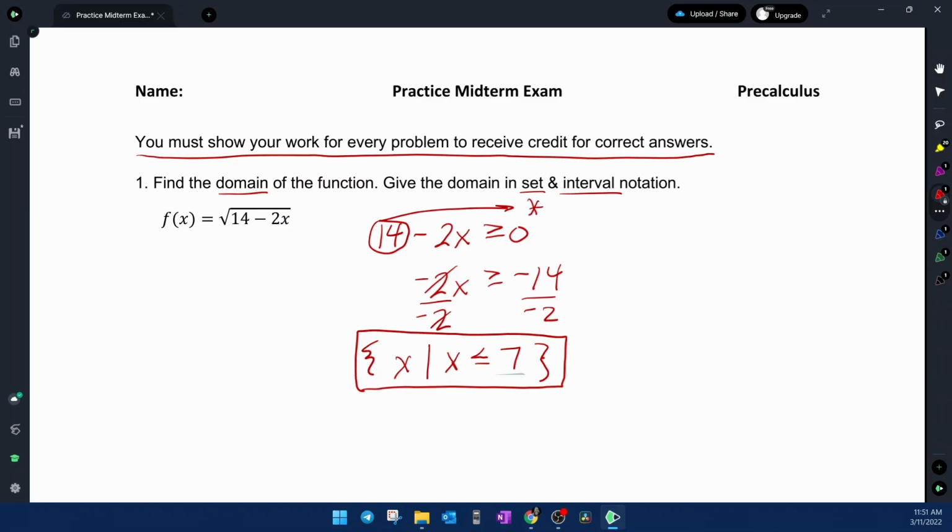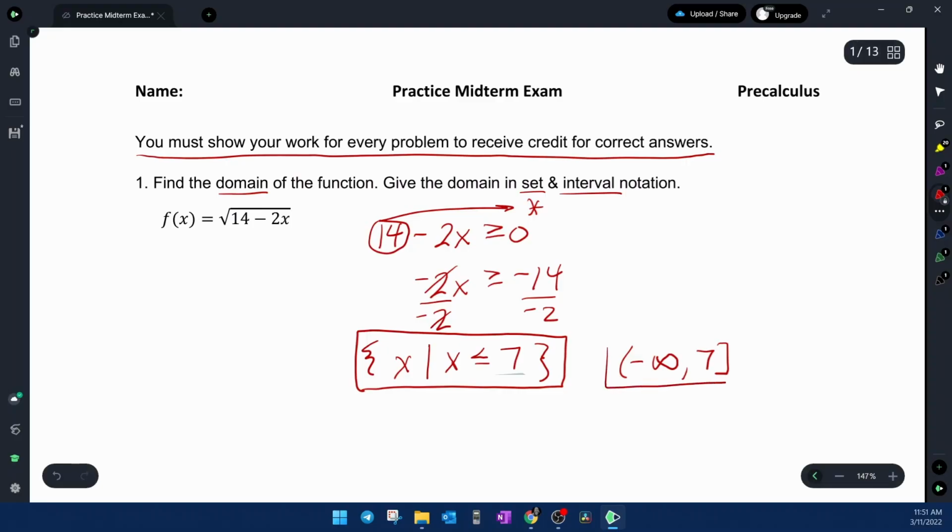And then for the interval notation, since x must be less than or equal to 7, it's going to go all the way back to negative infinity. Numbers that are less than or equal to 7 means that the 7 is included, and so we're going to use a bracket. And then this would be your interval notation for the domain.